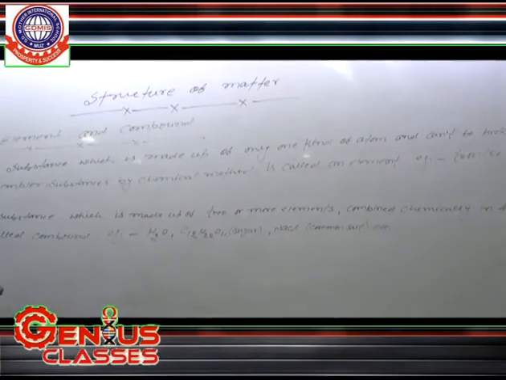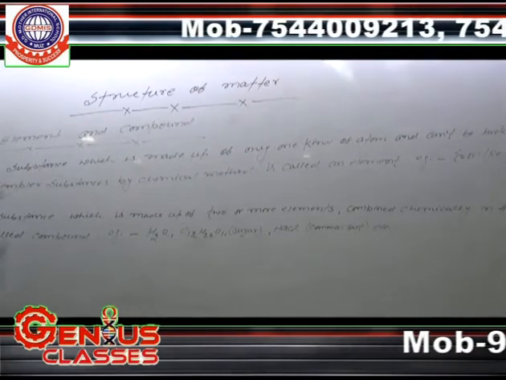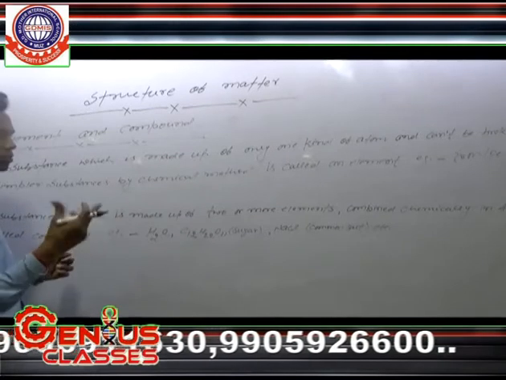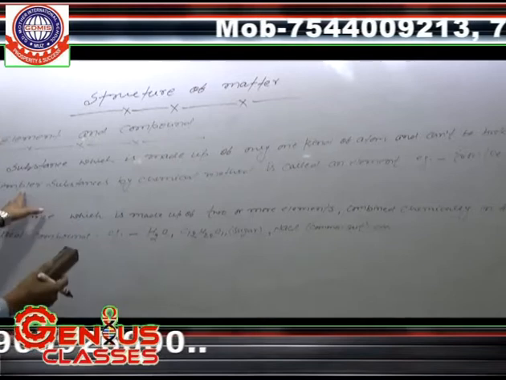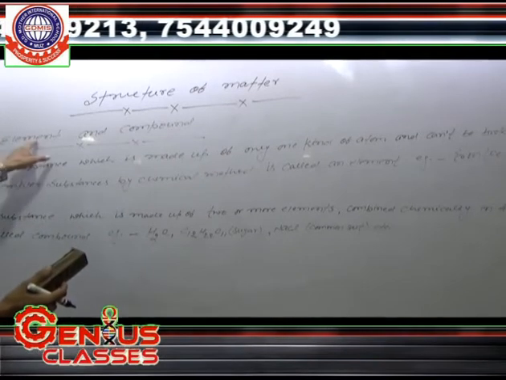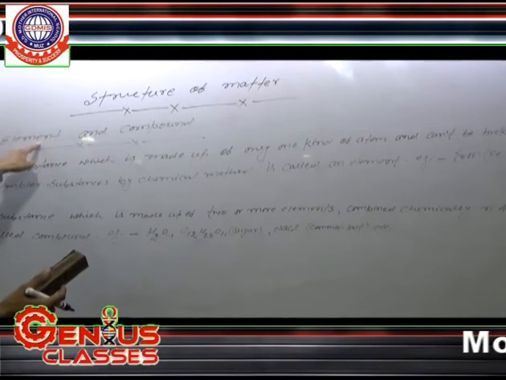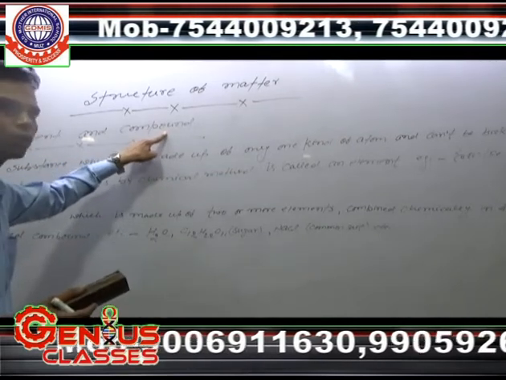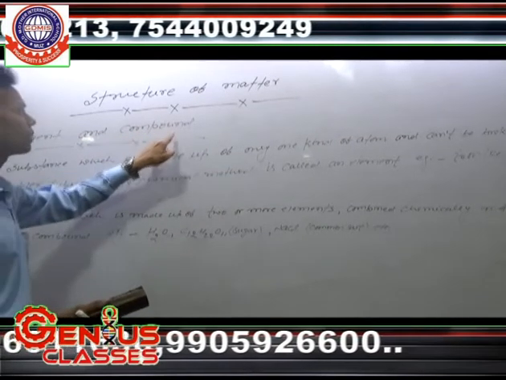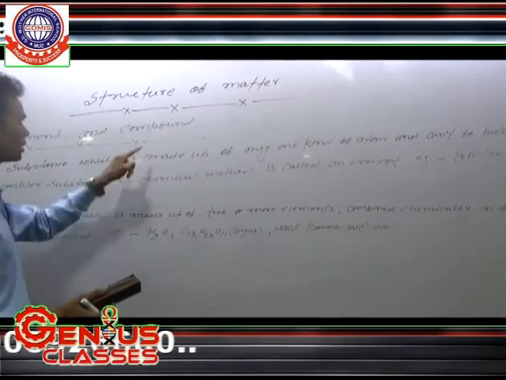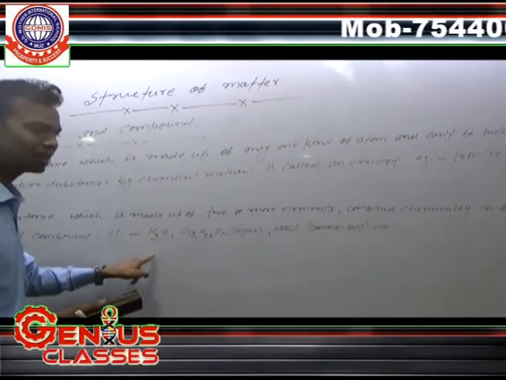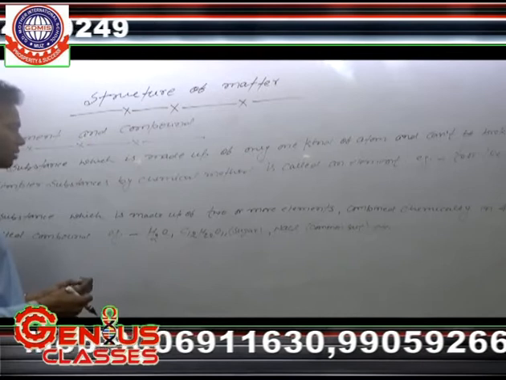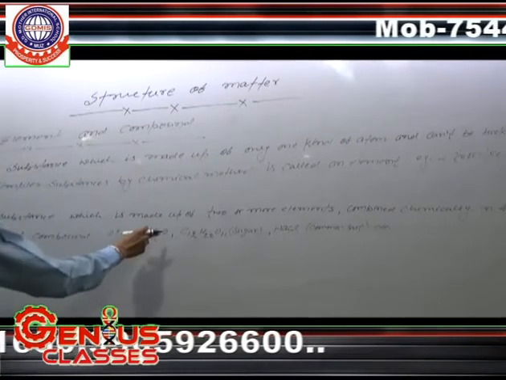Okay. Now, we are talking about the smallest particle called atom. Similarly, the smallest particle of an element is atom. But can we say that the smallest particle of a compound is atom? No, we can't say that. Why? Because a compound is not made up of only one kind of atom. A compound is made up of two or more than two kinds of atoms. That's why we can't say that the smallest particle of a compound is atom.